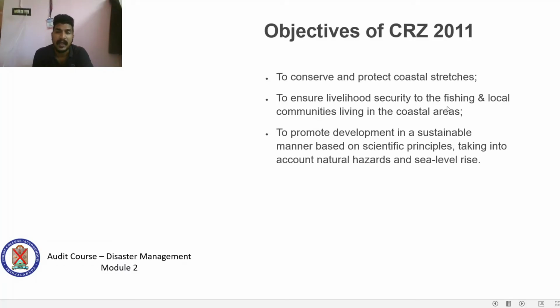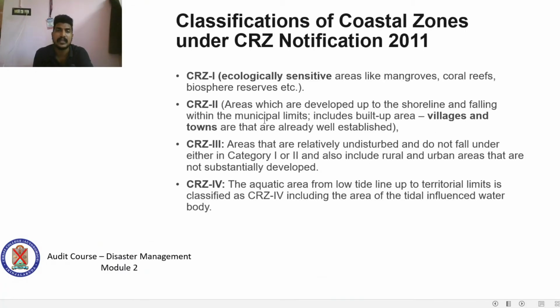The land associated with the coastal stretches has been classified into zones as per the 2011 classification. There is CRZ 1, which covers ecologically sensitive areas like mangroves, coral reefs, biosphere reserves, etc. In each zone, a set of rules has been formulated, which should be followed strictly.